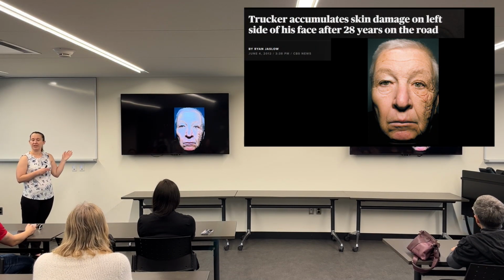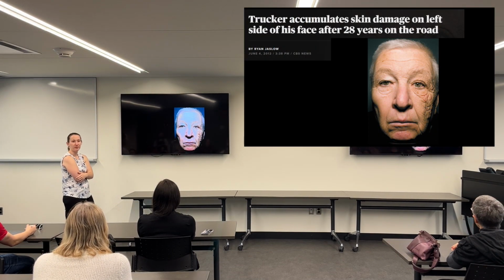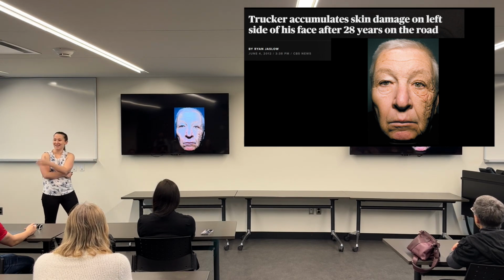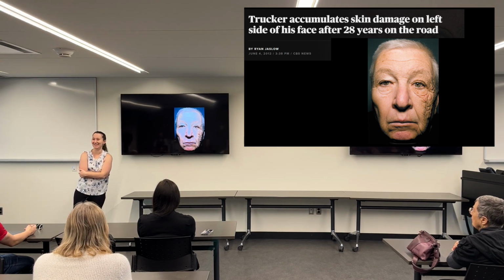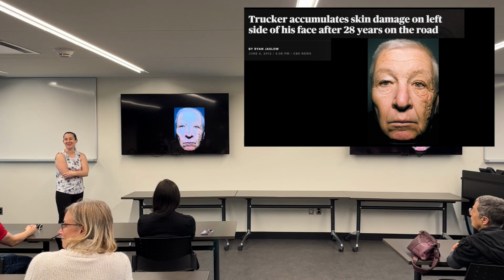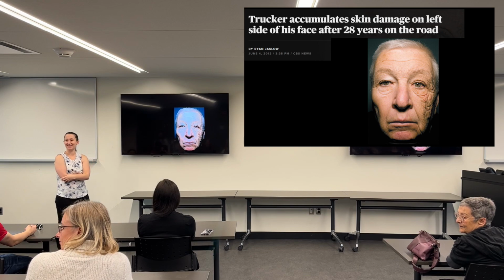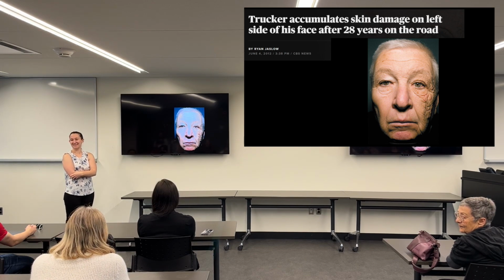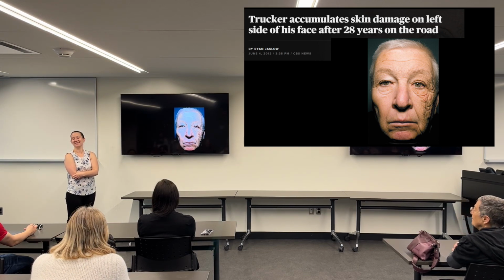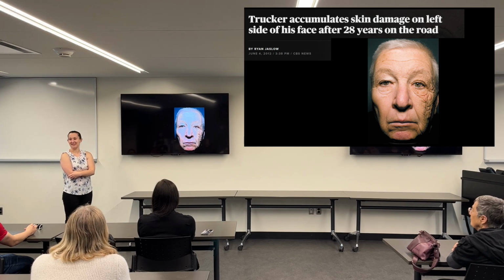So have any of you seen this picture before? Yeah? Do you remember what it is? Oh yeah, you remember my class, so you would know what it is. Okay. So if I remember correctly, it's the amount of UV damage on one side of the face and how it affects how the skin ages. Yeah. I don't know, something to do with the sun.